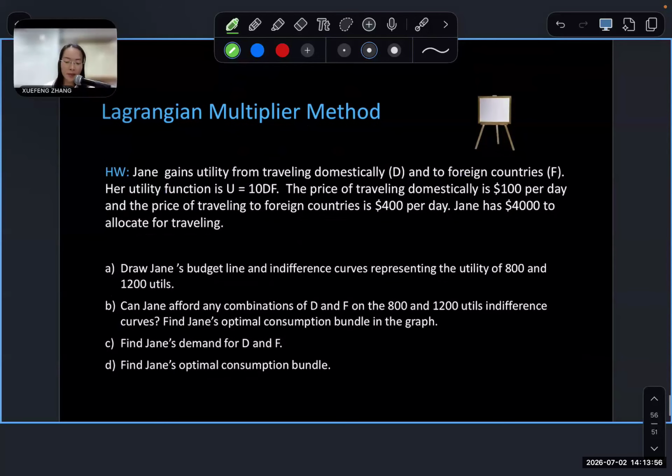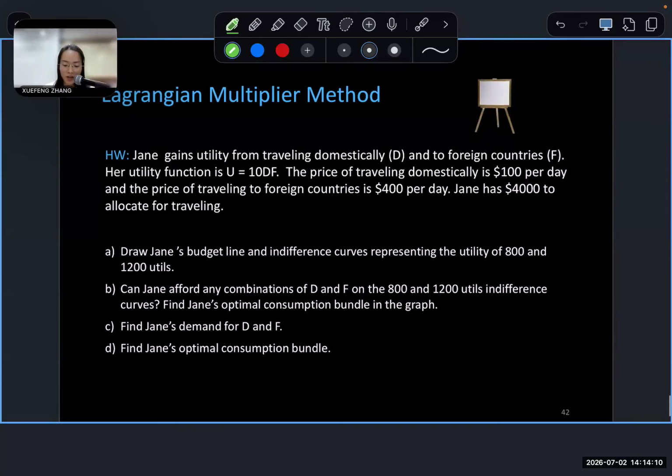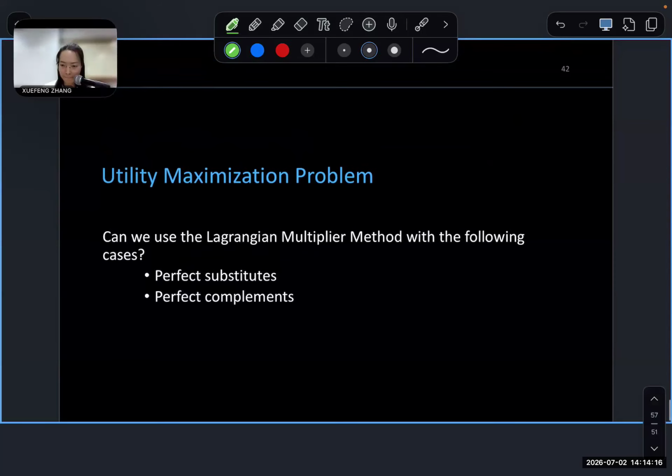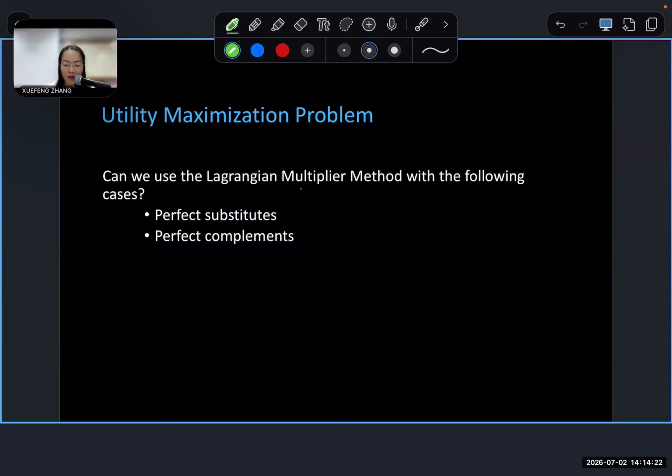Okay, so here is going to be your homework, Lagrangian multiplier methods. I'll post it on Canvas later. The same logic, okay, but different utility. So here, please use the Lagrangian multiplier method to do it. And also, I want you to think about, can we use the Lagrangian multiplier method with the following cases? Can we use Lagrangian to solve perfect substitutes and perfect complements? Yes or not? I hope you can find out and we'll discuss it later.